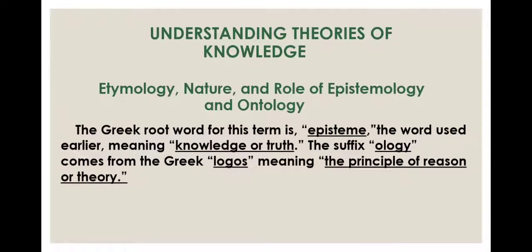Etymology, nature, and role of epistemology and ontology. So, the Greek root word for this term is episteme, from the word epistemology, meaning knowledge or truth. The suffix ology comes from the Greek logos, meaning the principle of reason or theory.